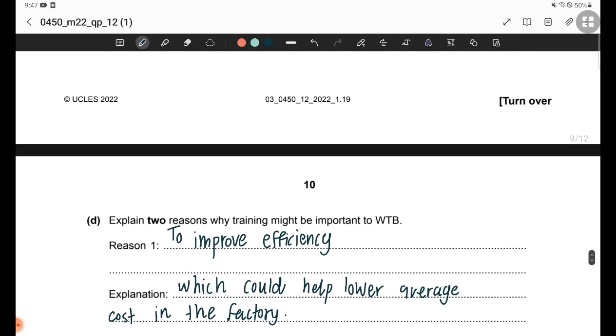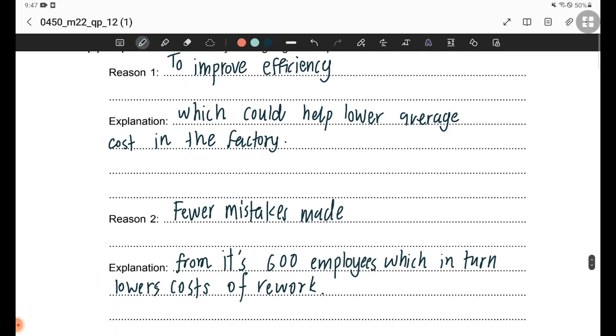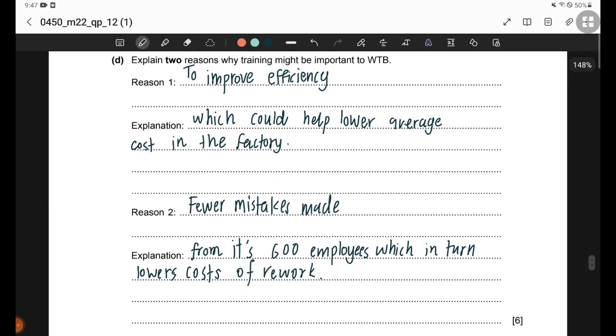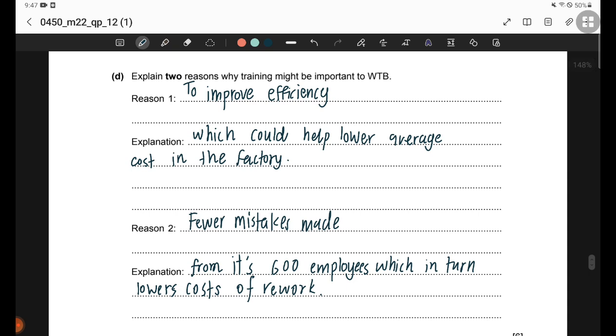Okay. Part D, another 6-mark question. Hold on. Explain 2 reasons why training might be important to WTB. This is a very easy question. It's very simple and logical. So the first reason is obviously and of course to improve efficiency.